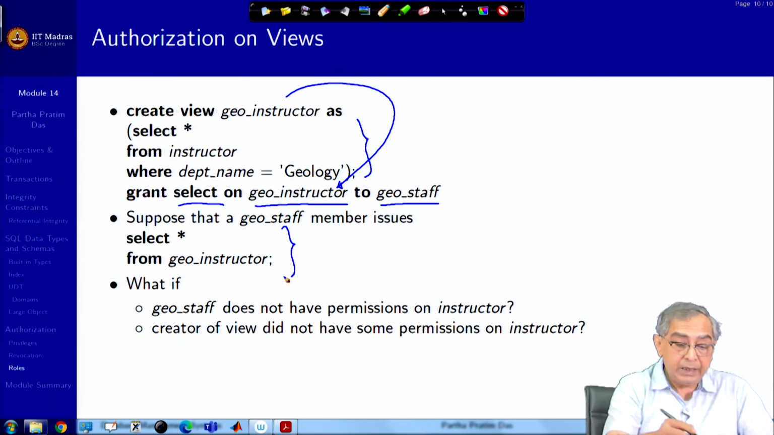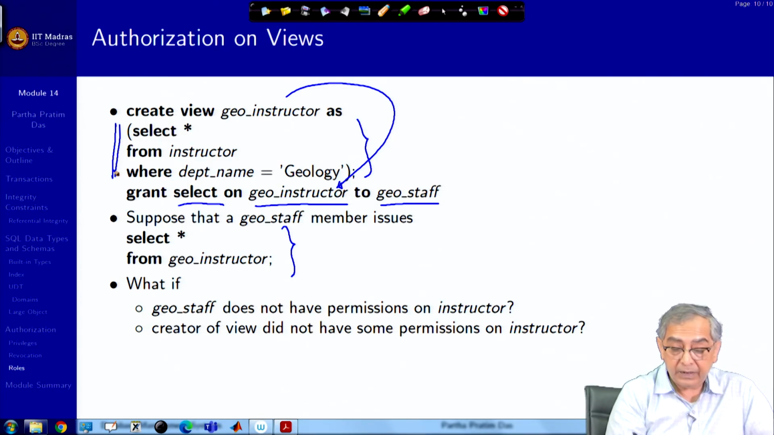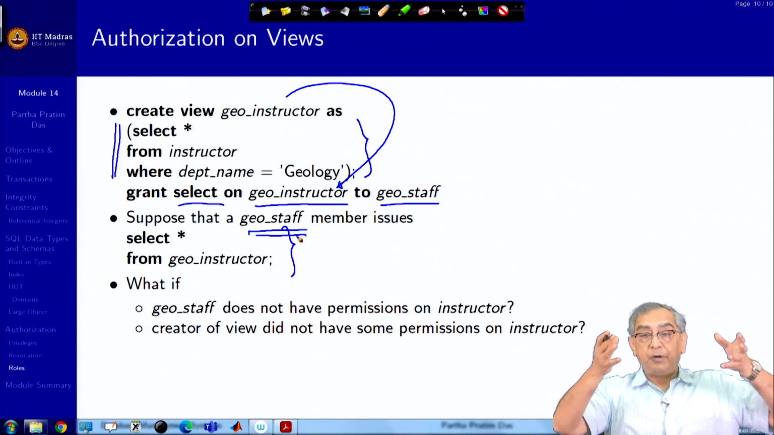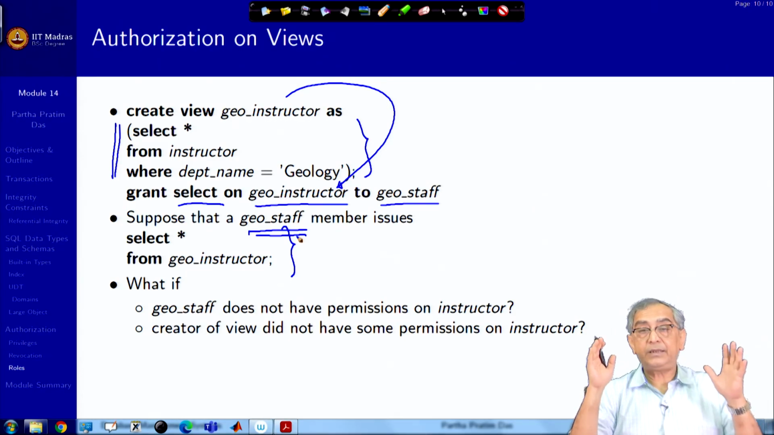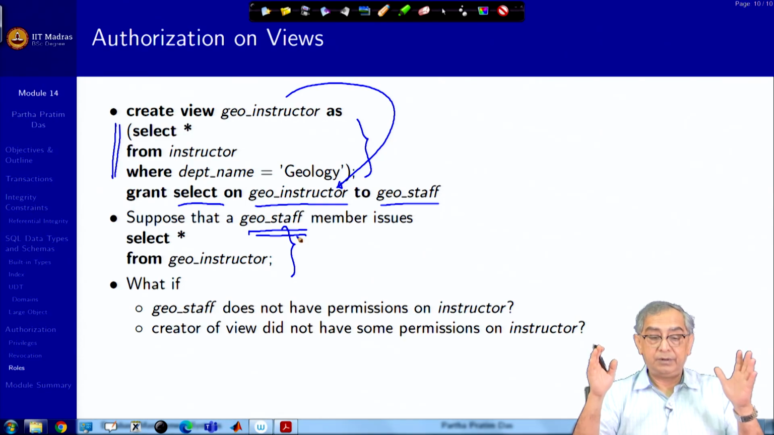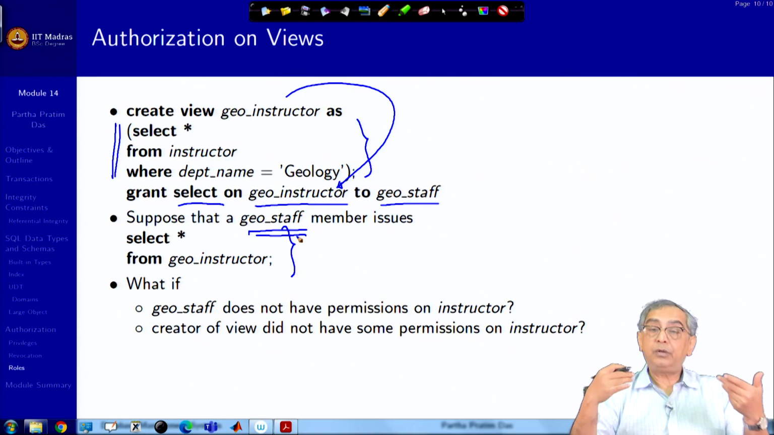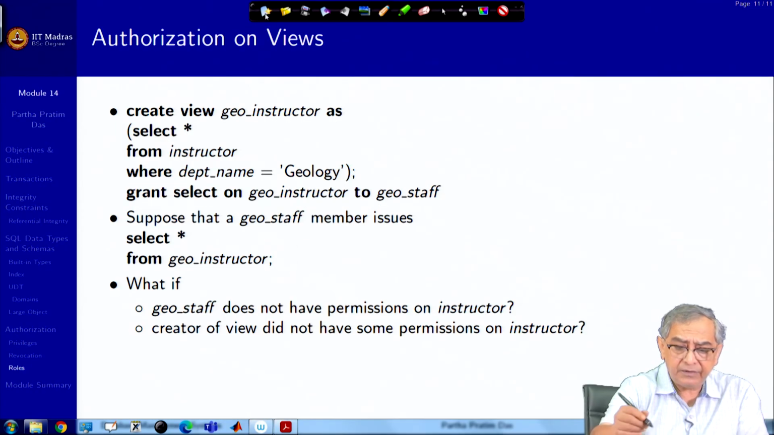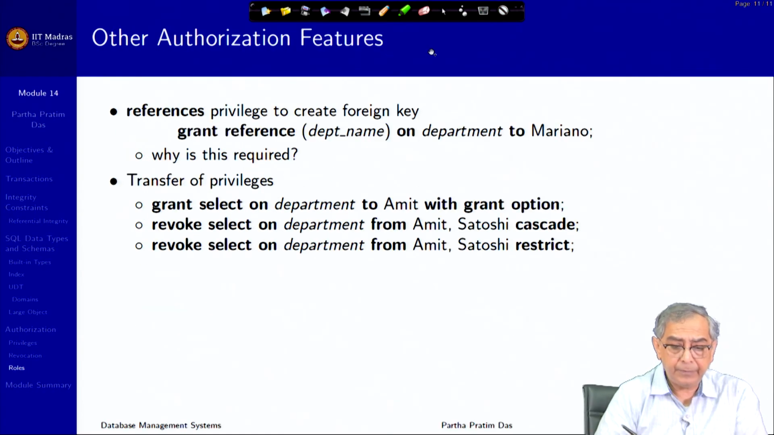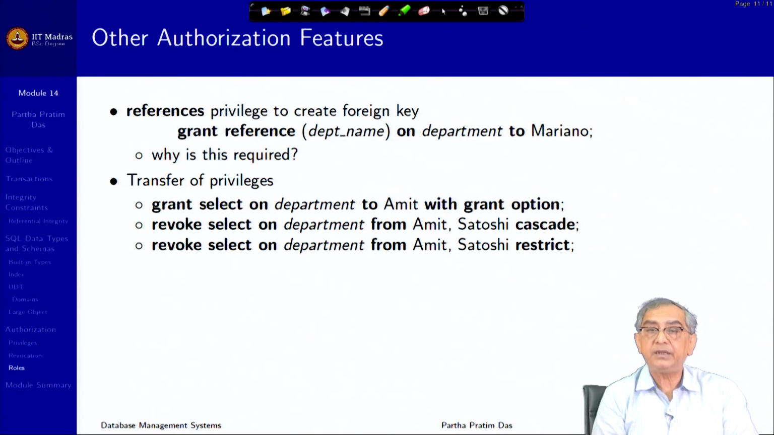That is the beauty, because the rest is hidden from the geo staff, as a property of the view. Some users may have select access on the instructor table. The geo staff does not have that, but is given a particular geo instructor view on which he or she has been granted the select privilege. So, the person will be able to do the select on the geo instructor view. These are the different nuances you will have to keep in mind.